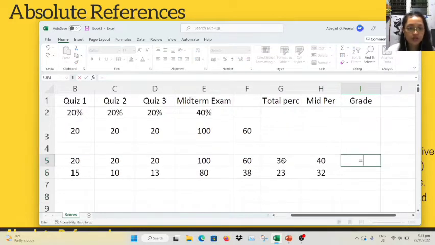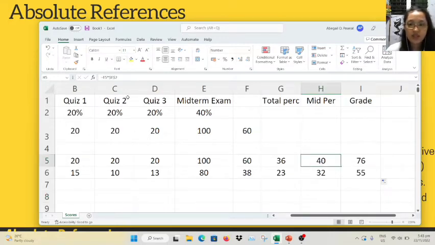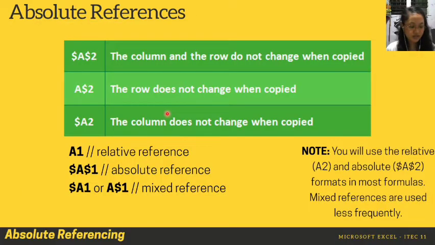So now we are going to compute our grade. So equals, we are going to add this one because a total of 100, right? So we're going to add plus 40. So your grade is 76. Then it will be computed and transposed into 1.25. So your grade is 76. So this one is the absolute references. We use this so that our data or the column will be constant.